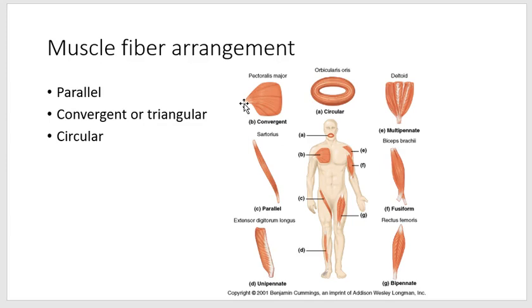Your tricep is kind of like this, but it's multi-convergent. So you have points that go up, across, and down. They can be circular, like your orbicularis oris or your orbicularis oculi. And then here you can see your pinnates and fusiforms. So there's a lot of different ways that these muscle fibers can arrange.